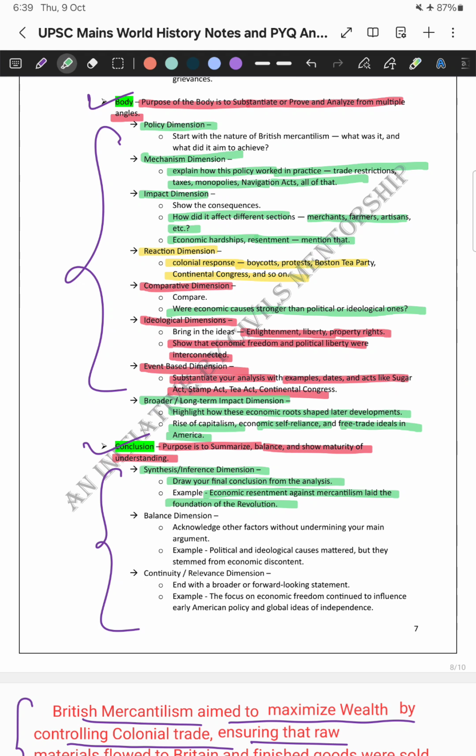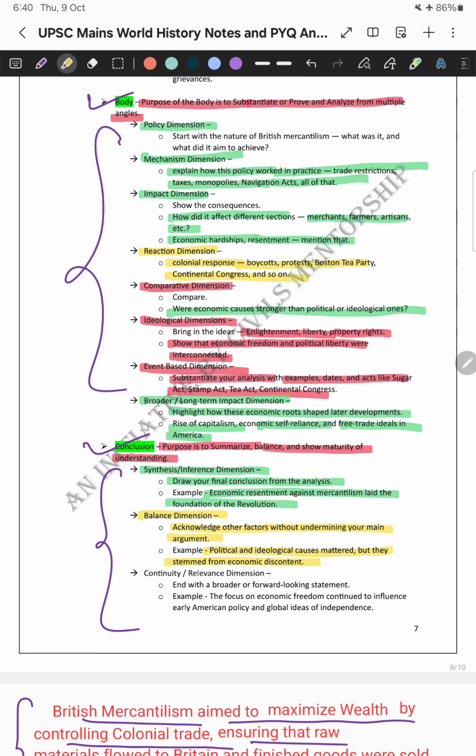The second way is the balance dimension. Now, what does this mean? This means you are acknowledging the other factors as well. Say, for example, in this case, you are acknowledging that it's not only the economic factors, we had other factors also, like the political factors and the ideological factors. But you are not undermining the main argument. So you are acknowledging all the factors, but you are focusing mainly on the main argument. Say, for example, in this question, you can conclude like: the political and ideological causes mattered, but they stemmed from the economic discontent.